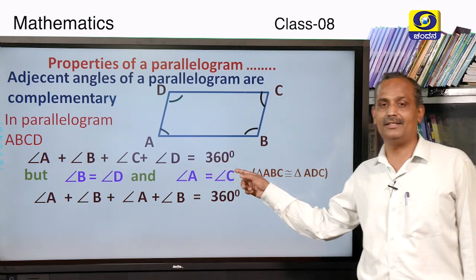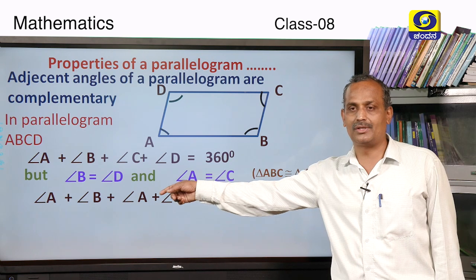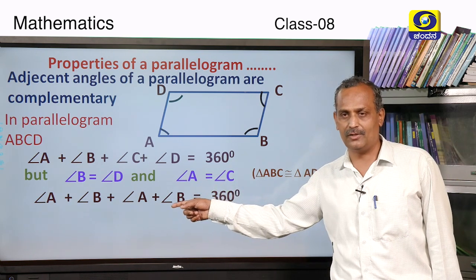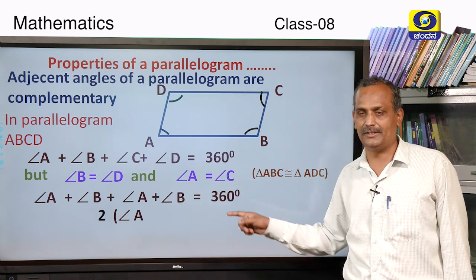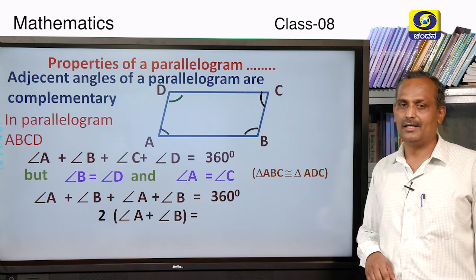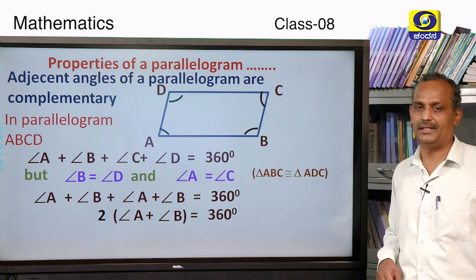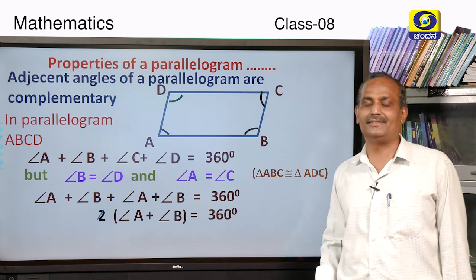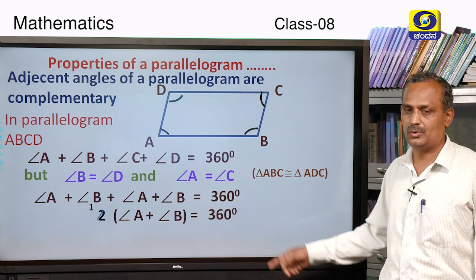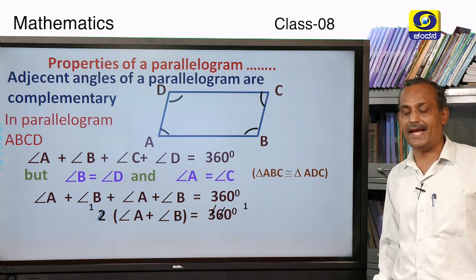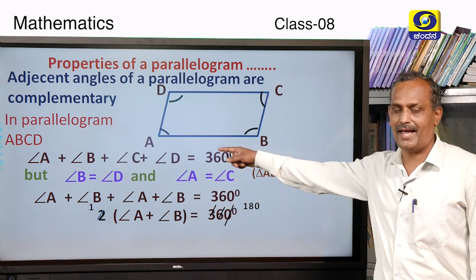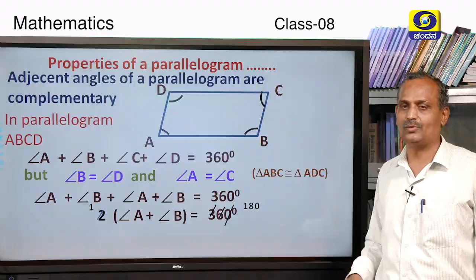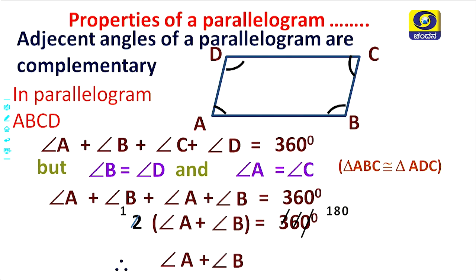So, how many times is angle A there? Angle A is there 2 times. Therefore, angle A plus angle A is equal to 2 times angle A, and angle B plus angle B is equal to 2 times angle B. So, the sum is 360 degrees. So, let us divide 360 by 2. The result is 180, so the sum of adjacent angles is 180 degrees. Is it right? Write down the proof also.